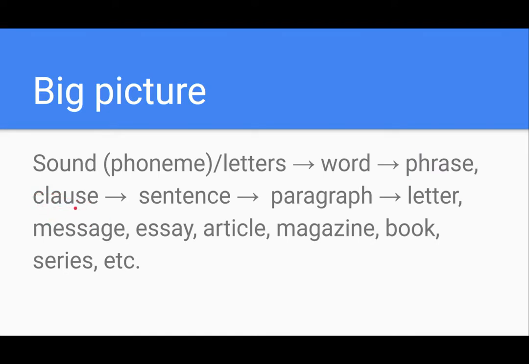And then a clause is something that's like a phrase. It's maybe a few words long, and it has a subject and a verb. So there's some action happening in a clause. And then a sentence is a complete idea. A group of sentences makes a paragraph. And then after a paragraph, we have many, many different types of ways to organize ideas, right? Those could be letters, messages in a text message, an email, essays, articles, magazines, books, series of books, right? Those larger ways of organizing ideas, there's hundreds and thousands of ways to organize, but that's the basic big picture, right? And today we're starting to focus on clauses.